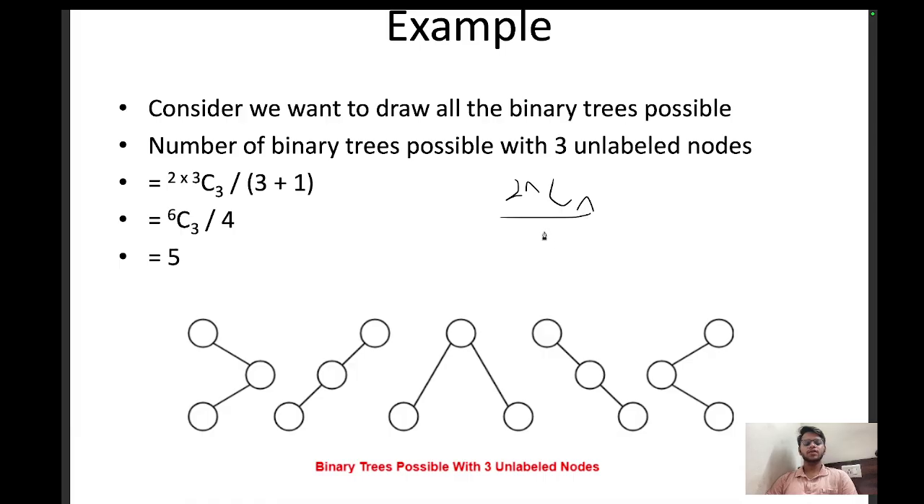Sorry, n plus 1 factorial. Sorry, n plus 1 only. Yeah, so for this, we have 2n. The value of n is 3.